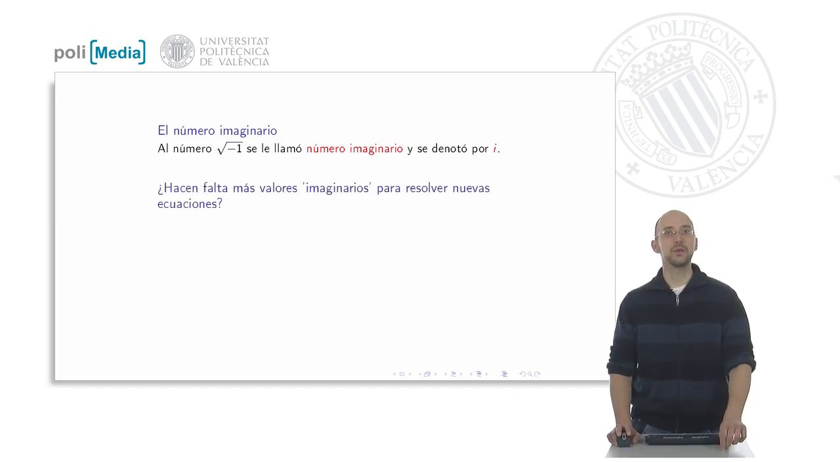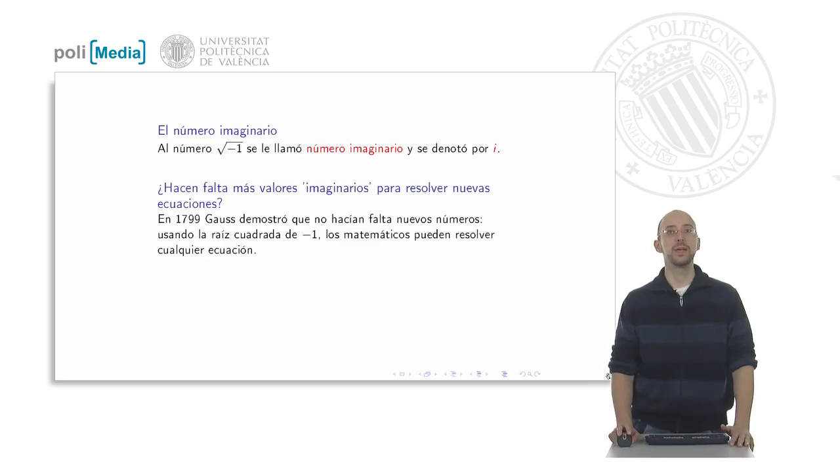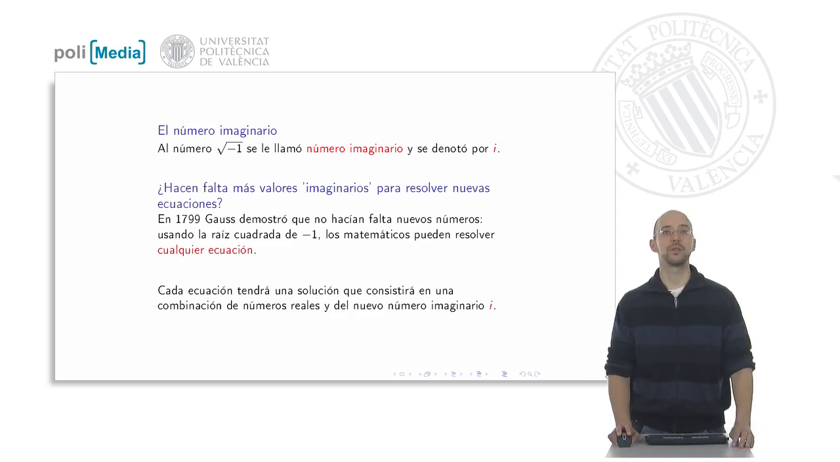In defining this new complex number, we can think, well, okay, we've invented a number, root of minus 1. Now, if we need to solve another kind of equation, do we need more imaginary numbers? Well, the answer was given to us by Gauss in 1799, and the answer is no. Simply using the square root of minus 1, we can solve any equation. And I want to emphasize that it is any equation. There is no longer any equation that cannot be solved as a combination of real numbers and complex numbers, which is what it says next.